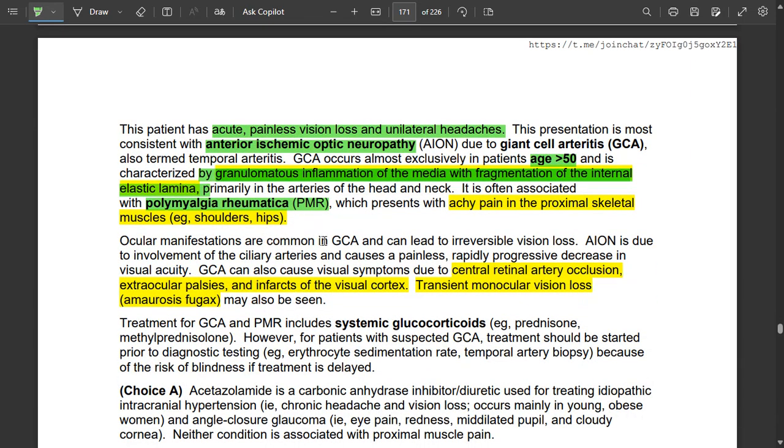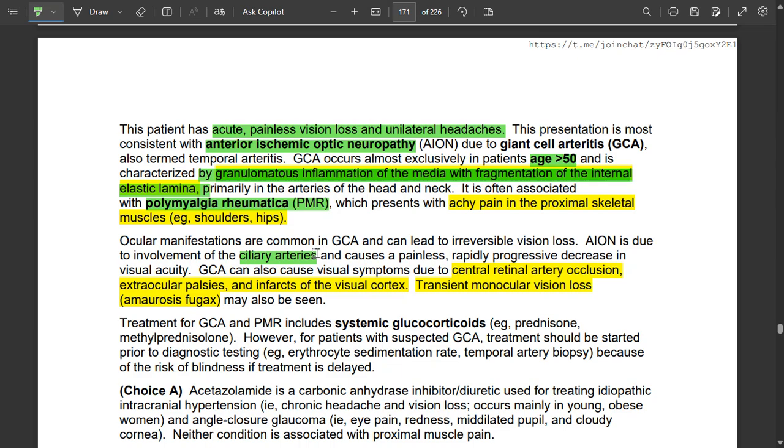Ocular manifestations are common in GCA and can lead to irreversible vision loss. AION occurs because of involvement of the ciliary arteries and causes a painless, rapidly progressive decrease in visual acuity. GCA can also cause visual symptoms due to central retinal artery occlusion. Extraocular palsies and infarcts of the visual cortex can occur.